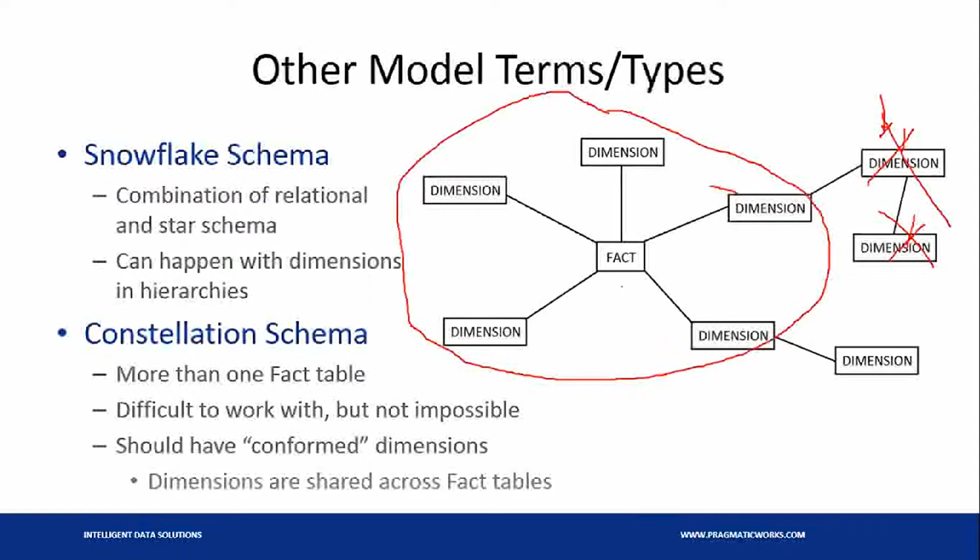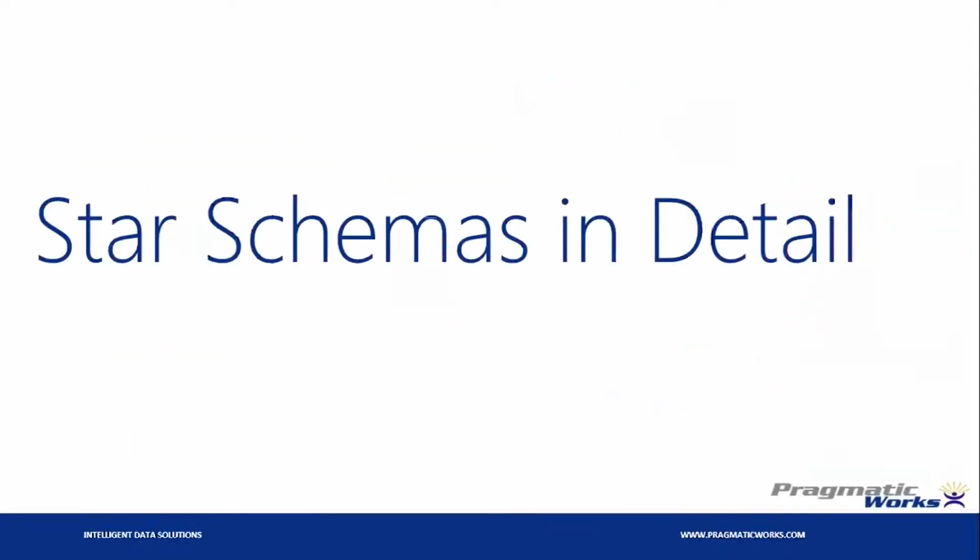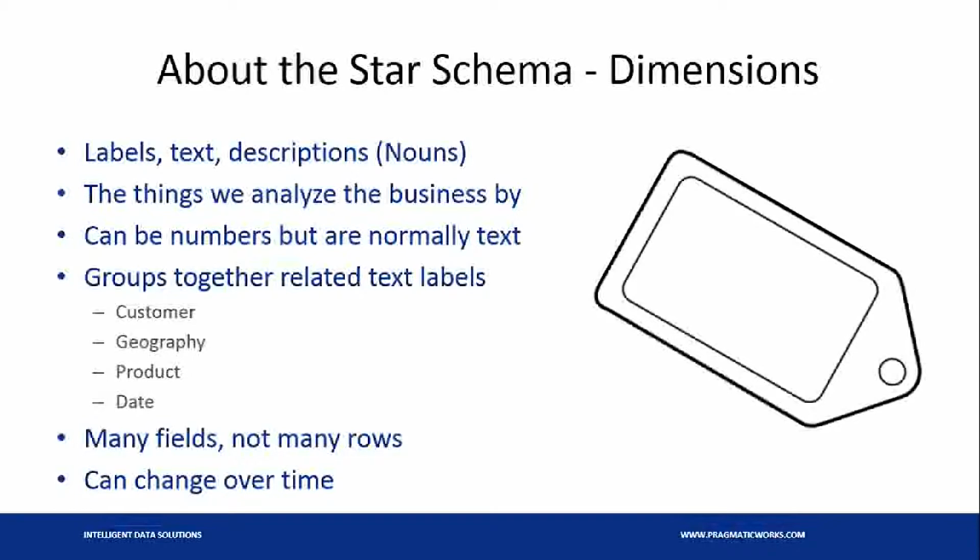All right. So let's go a little deeper into the star schema. I just said there are two types of models that we deal with. There's the star schema and there's the relational model. I said PowerPivot wants to use a star schema, so let's talk a little bit more about what those terms are that I used when I talk about a star schema.